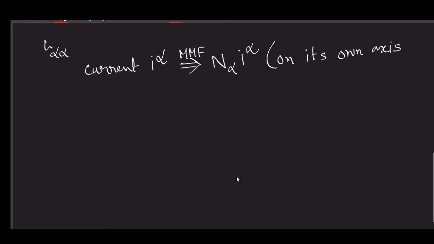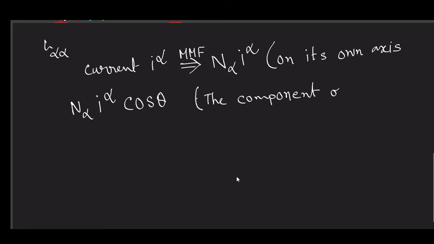Now what we can write further is that N alpha I alpha cos theta is the component of I alpha's MMF along small d, or capital D we can write, because both are sharing the same axis.